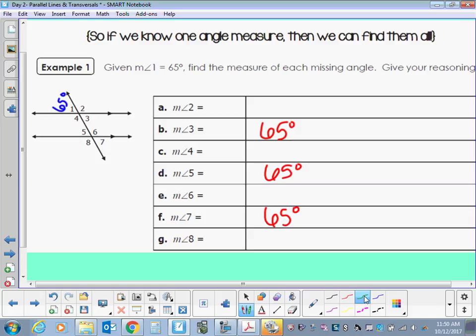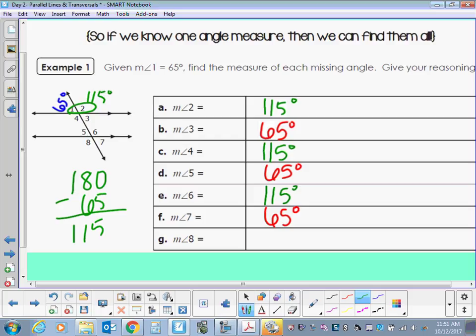This is a linear pair, right? 1 and 2. So how do I find angle measure 2? Subtract from 180. Yep, it's a linear pair, they both equal 180. So what's 180 minus 65? 115. So angle 2 is 115. Let's fill that in. If angle 2 is 115, what else do we know? 4 is 115. All of them are 115. 6 is 115. And 8 is 115.